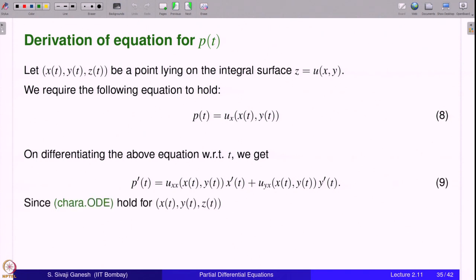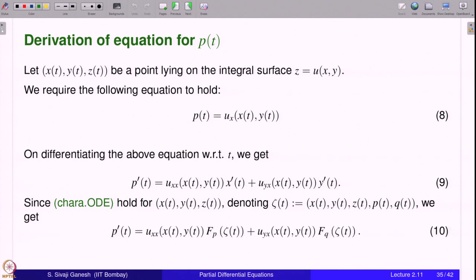Since the characteristic ODEs hold for x(t), y(t), z(t), denoting zeta(t) equal to this phi tuple x(t), y(t), z(t), p(t), q(t), we get p'(t) is equal to uxx times x', where x' is fp, plus uxy times y', where y' is fq. So, we have got this equation for p'.